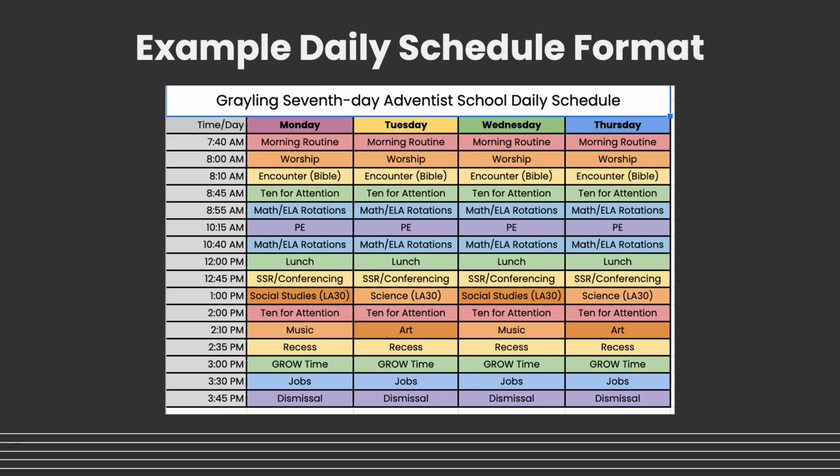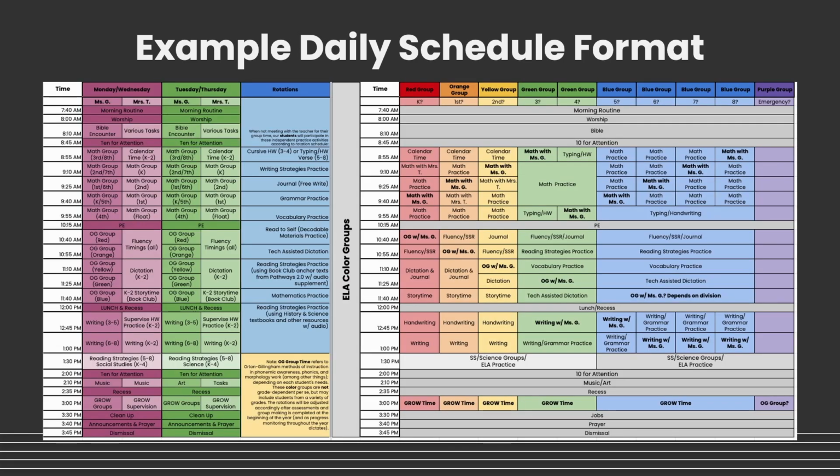This is the overview. So I teach K to 8. So I have, like you can see at 8:55, the first blue row says math/ELA rotations. This is an overview of what we will all be doing. But this next slide is my specific small group rotations and blocks of time. So it's the pink is my group time.